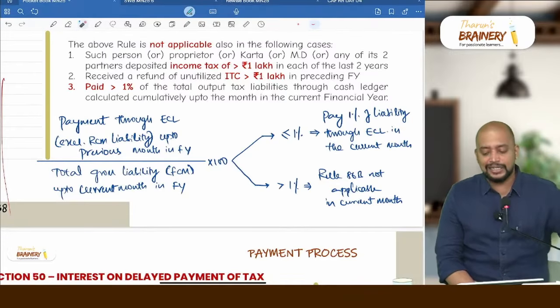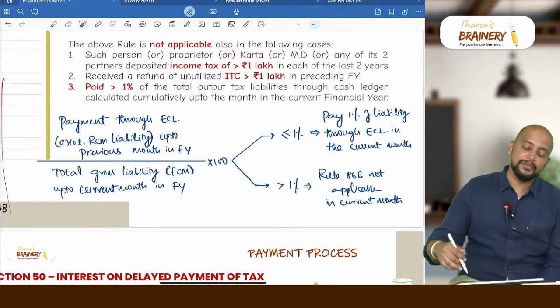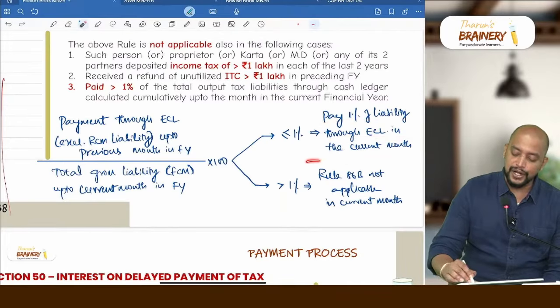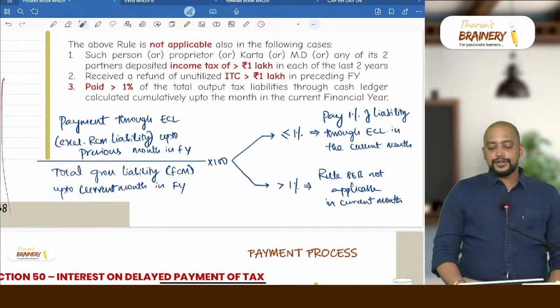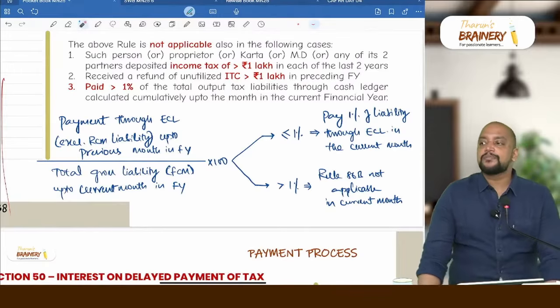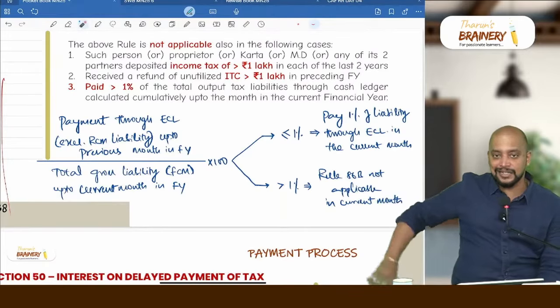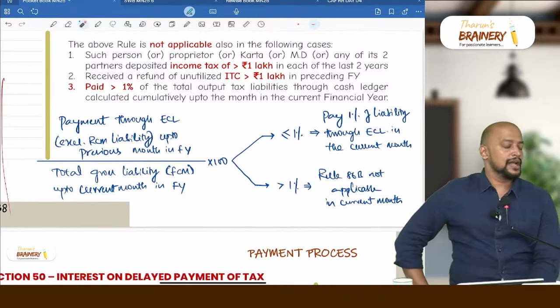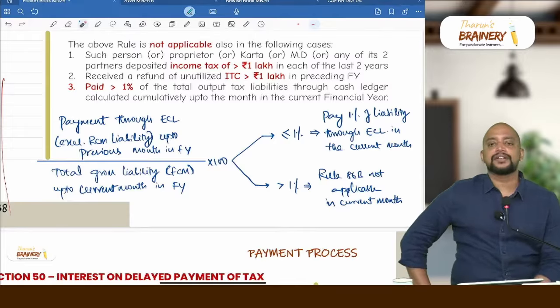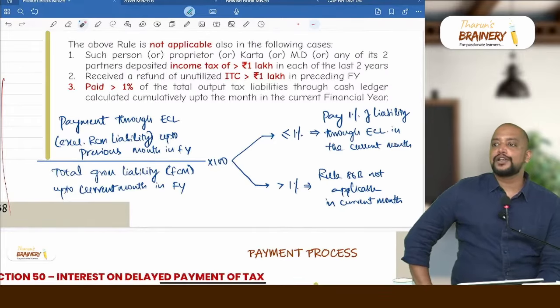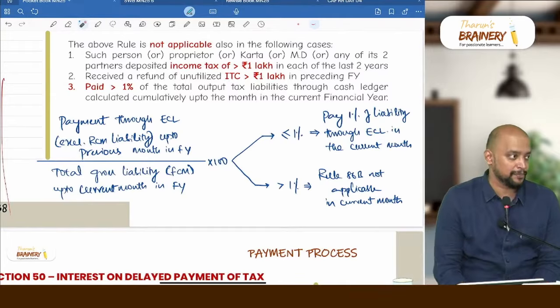Suppose it does not exceed 1%, then for the current month pay 1% of liability through the cash ledger. Okay. So this is about rule 86B. Maybe somewhere in the MCQ they will be testing this, so it will be useful for you. And with this we completed the payment process also. So today we completed the morning 3 chapters: exemptions, then liability to pay GST, that is FCM, RCM, e-commerce operator, then the payment process also fully we have completed. Okay.